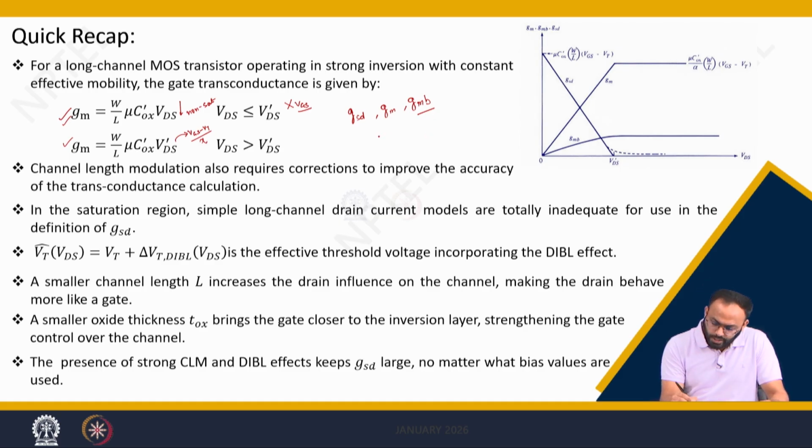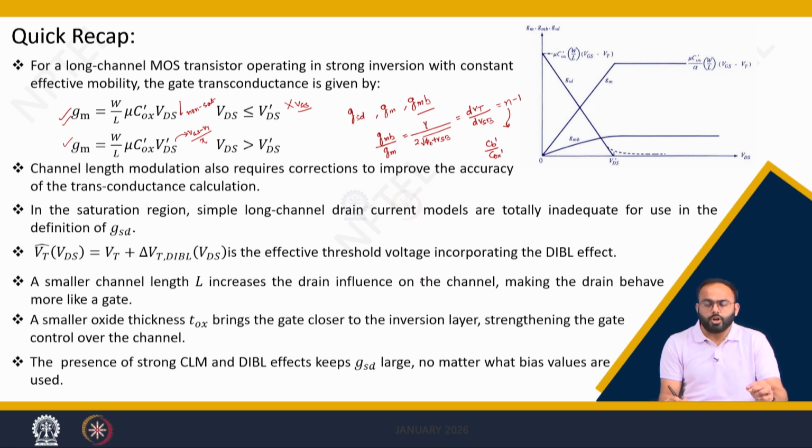We have also said how we can interrelate the transconductance to the body transconductance. We said that GMB by GM can be represented as gamma divided by 2 times the square root of phi naught plus VSB, which is nothing but dVt divided by dVSB, which is nothing but n minus 1, right, where n is the slope factor given by Cb dash by Cox dash. Hence, based on the different permittivity and the oxide thickness or the thickness of the depletion region, we define the control of the gate or the body in the channel.